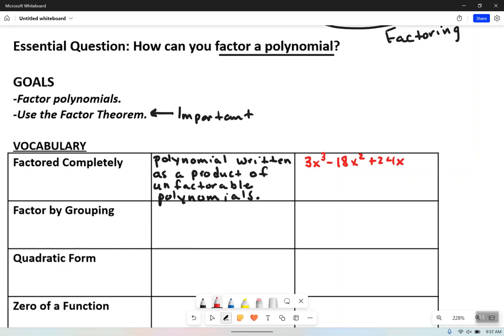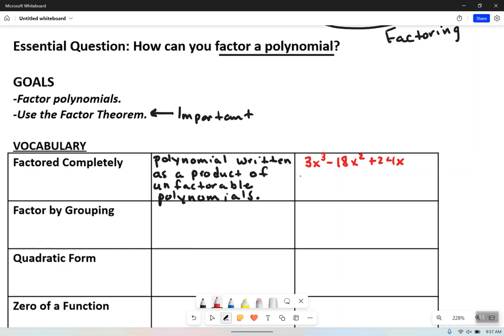Okay, take a look at that, guys. Isn't there an x in all 3 terms? So couldn't an x come out of all 3 terms? Think about the values 3, 18, and 24. What factor could you take out of all those? 3. So couldn't I take a 3 and an x out of all of them? That's kind of what we're going to look at when we factor monomials in example 1.